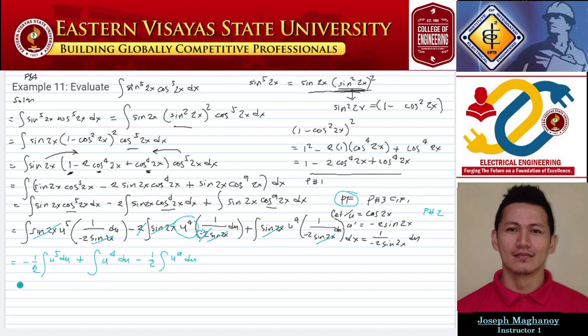Okay, let's proceed with our power formula. So that is negative 1/2, quantity u to the 5 plus 1, all over 5 plus 1, close, plus that is your u.